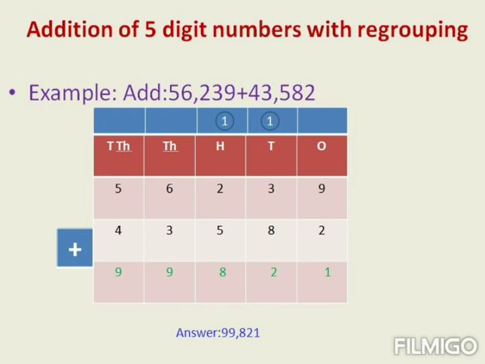Next we are going to learn how to add 5-digit numbers with regrouping. The procedures are the same, children, only the number of digits is different. Okay, let us consider an example. 56,239 plus 43,582. Represent the numbers in their respective places. After that we will start adding from the ones place. 9 plus 2. 9 in the mind, 2 on the fingers.